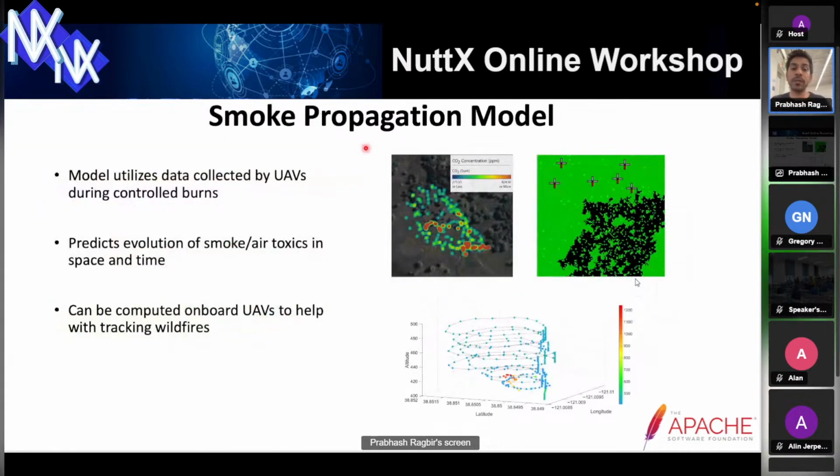The smoke propagation model will utilize the data collected by the drones during the controlled burns. It will predict the evolution of the smoke or the air pollution in space and time. And it is important that it's computed on board the UAVs so that later on, when we get into tracking and detection, we can use this model to help trace from lower concentrations to higher concentrations, which will lead us closer to the source of a fire.